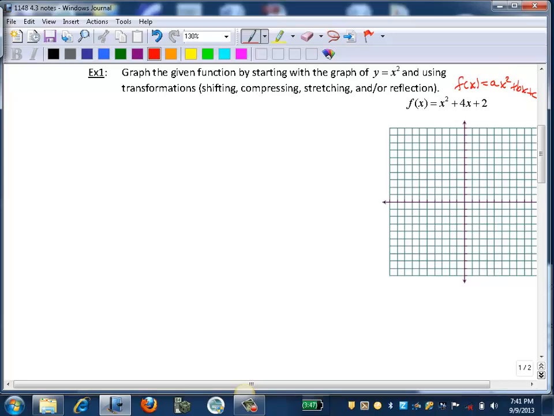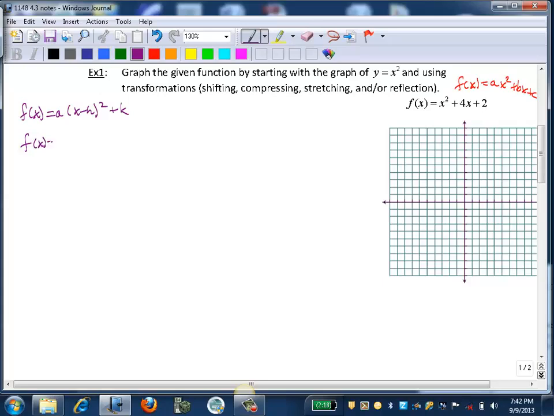But if we want to graph using transformations, the HK form, so f of x equals a times x minus h squared plus k, this form lets us more easily view the transformations from the equation, and I'll show you what I mean. Since we're in the ABC form, we're going to have to complete the square so that we have these parentheses squared over here. We're going to complete the square and get this into the HK form.